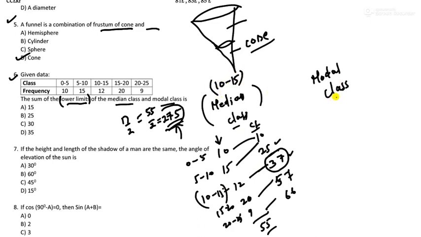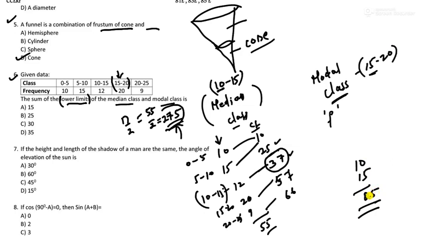Now to find the modal class, what do you have to do? You just have to look for the highest frequency in the given question. The highest frequency is 20, so this is your modal class, 15 to 20. Now the lower limit of this is 10, the lower limit of this is 15. Add them. So the answer is 25. It's really a very interesting question. I loved it. Okay, moving to the next question.